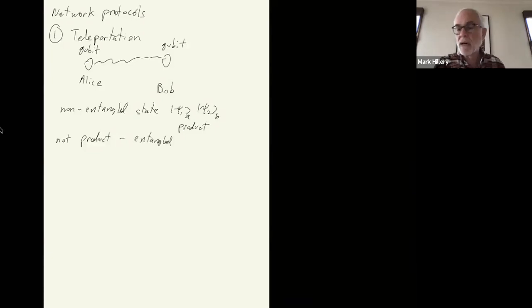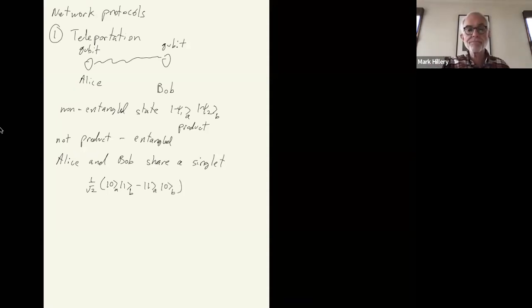And we're going to assume that Alice and Bob use a very particular kind of entangled state, what's called a singlet state. And that looks like this: 1/√2 times (0 for Alice, 1 for Bob, minus 1 for Alice, 0 for Bob). They're able to use that state to send, Alice can use that state to send a qubit to Bob. So let's see how that works. That is, in fact, the teleportation protocol.